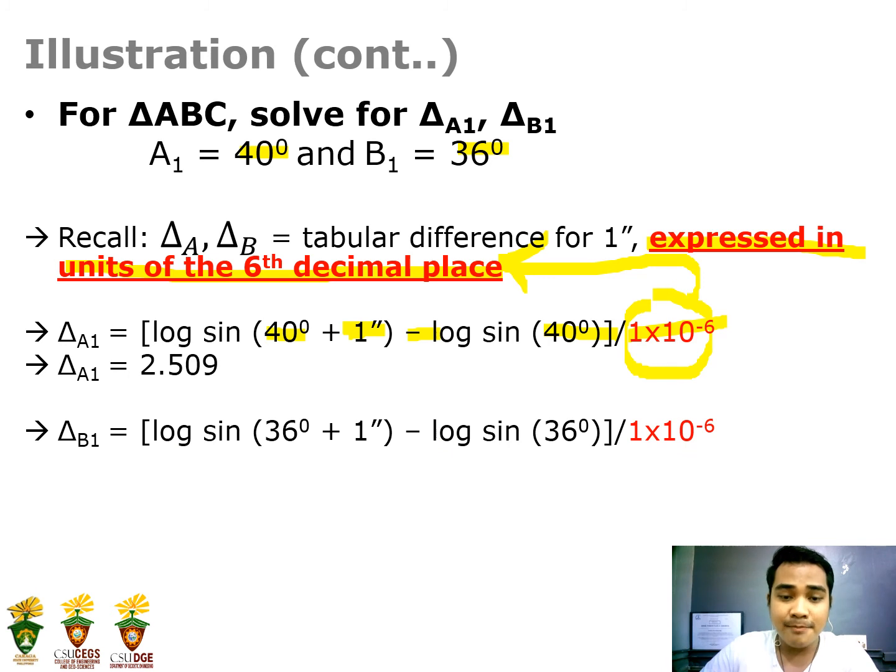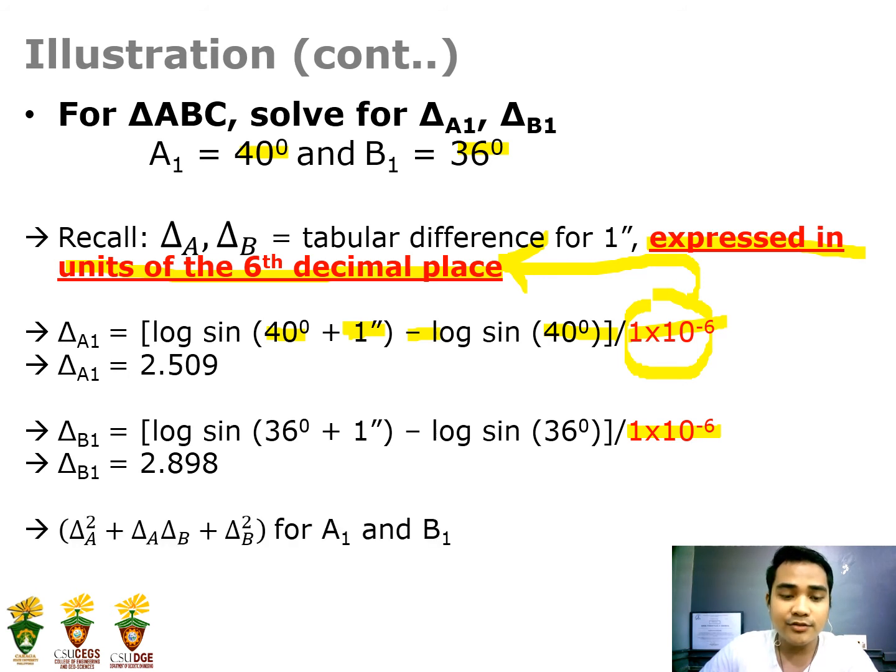So for change in B1, which is 36 degrees, we can have log sine of 36 degrees plus 1 second, 1 second rather, minus log sine of 36. And again, divide it to 1 times 10 raised to the power of negative 6. So pag imo nang i-equal, you can have this value, 2.898.